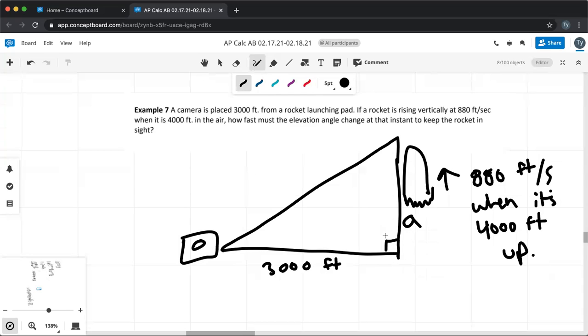Okay. Now, we're trying to find the elevation angle's change, or rate of change. The elevation angle refers to this angle here, right? You can think about this angle and not this one, because as the rocket goes up, up, up, this angle kind of measures how high it's going, in a sense.